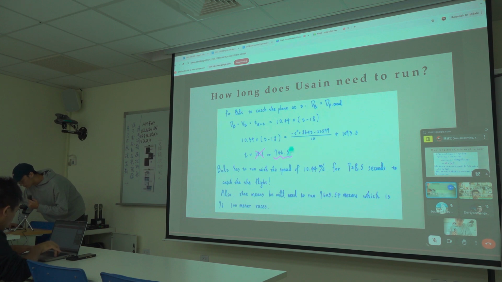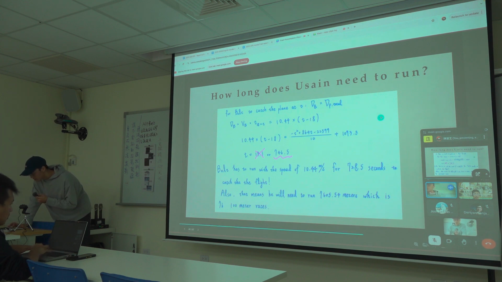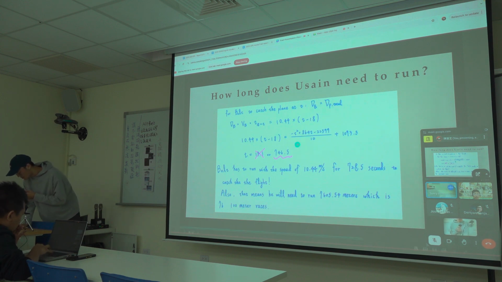After calculating, I got t, which is 746.5 seconds. Which means he needs to run from the 18th second to this point. So he needs to run like 76 100-meter races at top speed.